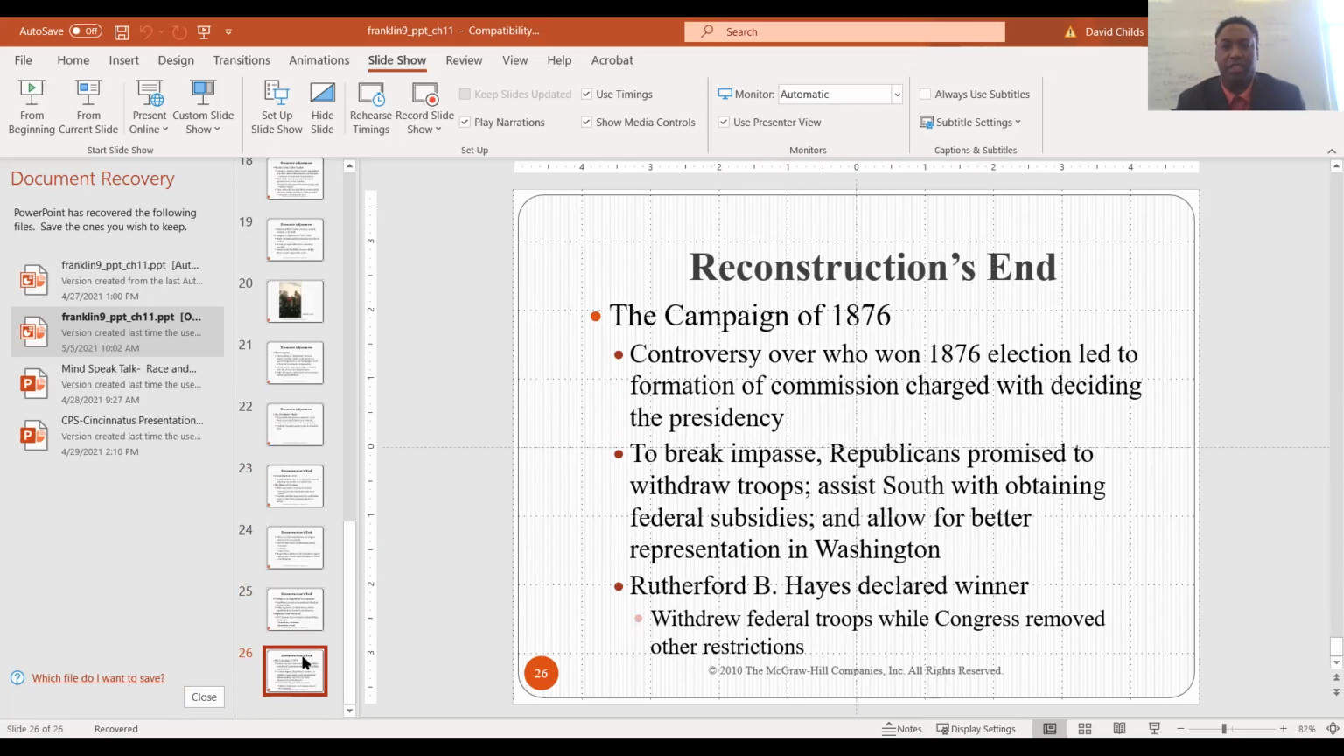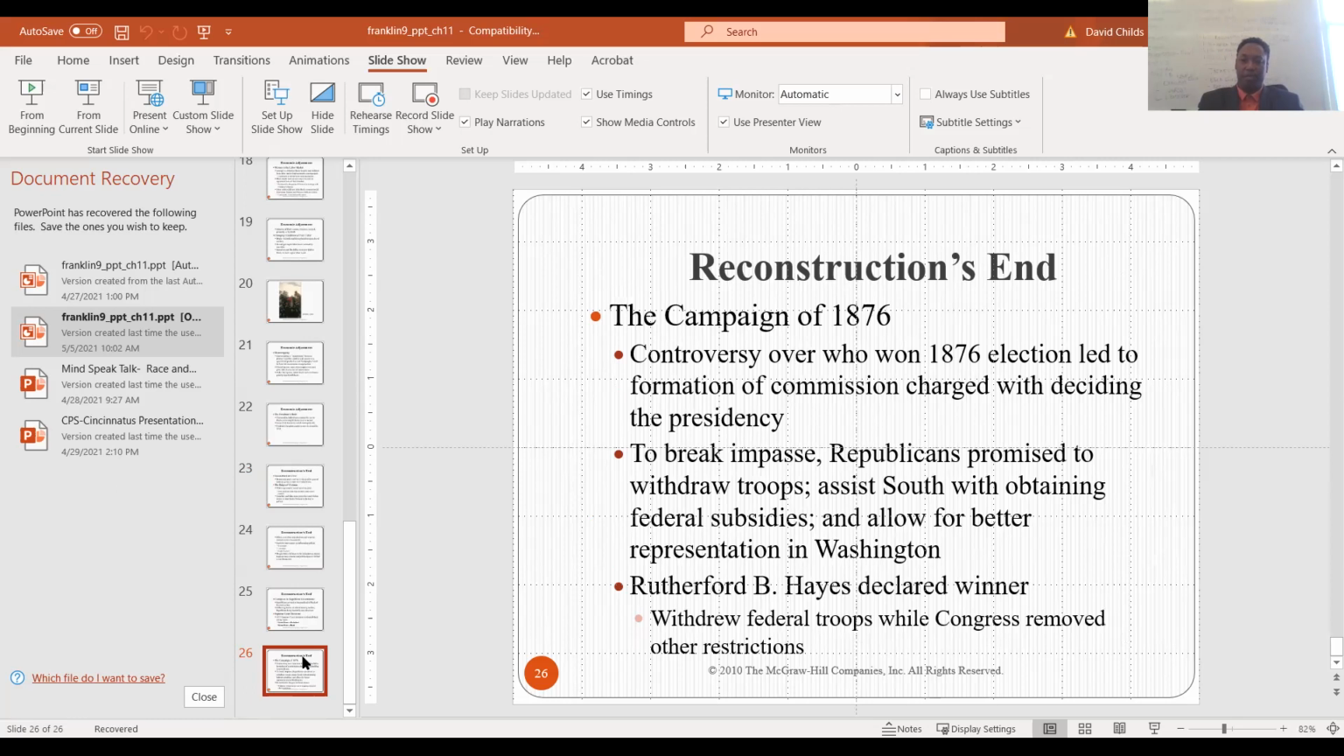Campaign of 1876. This is Reconstruction ending. Controversy over who won the 1876 election led to the formation of a commission charged with deciding the presidency. To break the impasse, Republicans promised to withdraw troops, assist the South with obtaining federal subsidies, and allow for better representation in Washington. There was a compromise during the 1876 campaign.